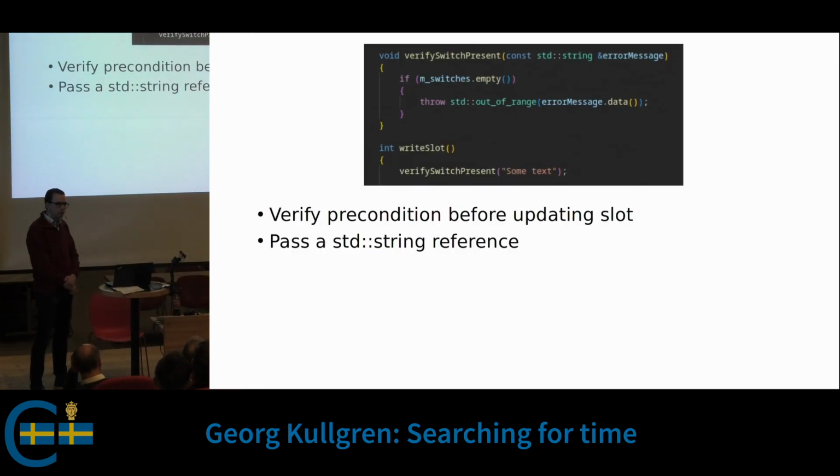If we look at verify switch present, we can see that it receives a standard string reference, and that seems sane. I mean, we don't want to copy the string. Then we just check a member variable for the number of switches, and if we don't have anything, we throw an exception. Extremely simple. The reason for this is that write slot is very close to the hardware, and we cannot be sure that the hardware exists all the time.